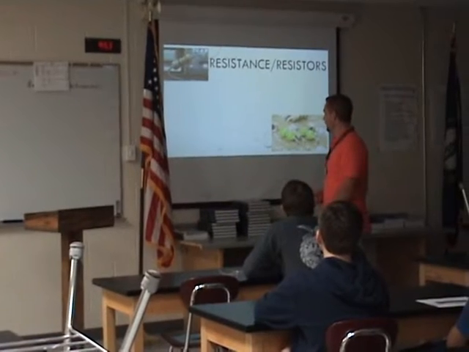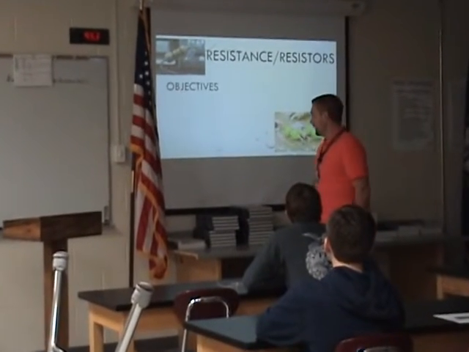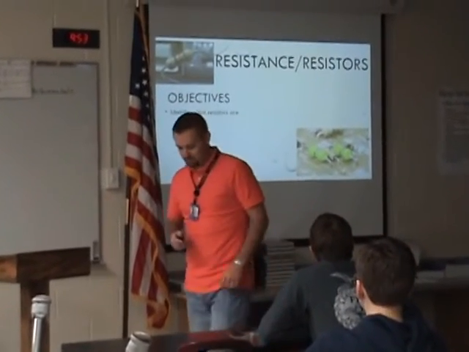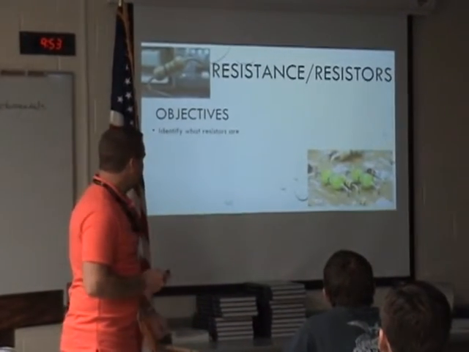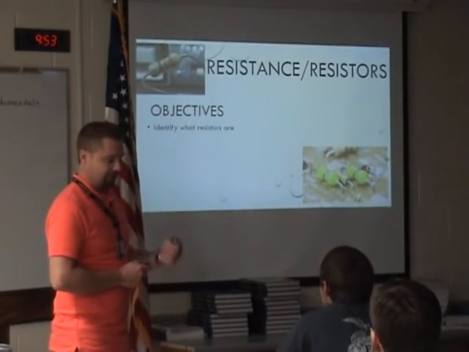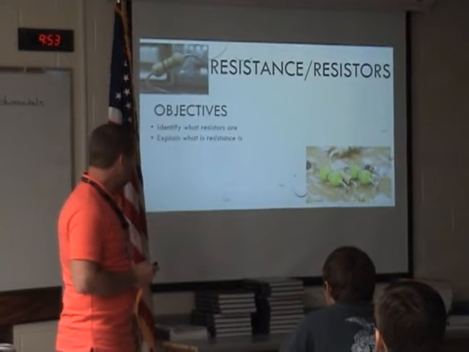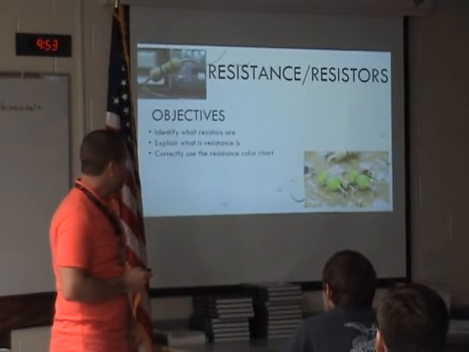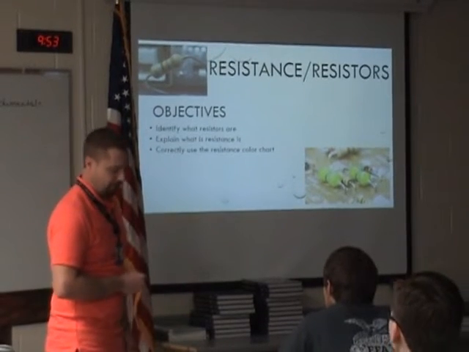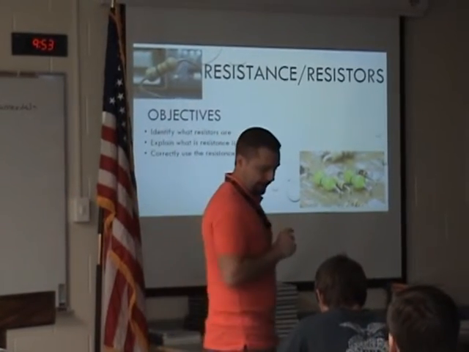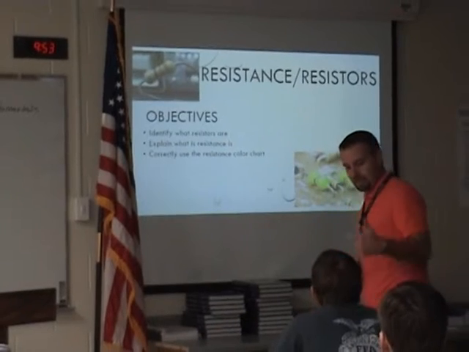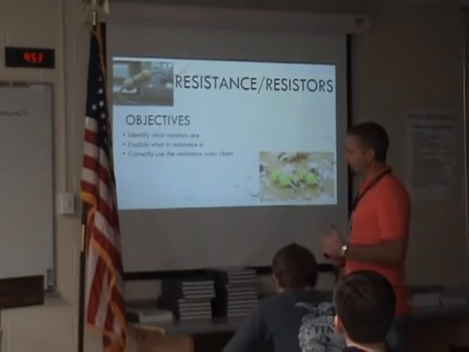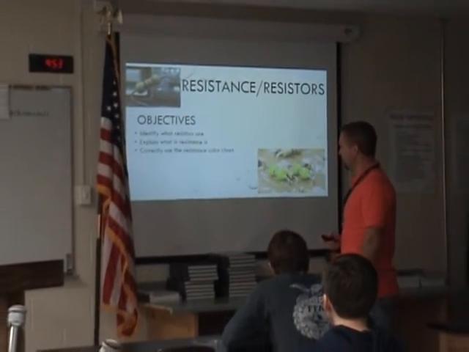involves resistors. Okay, so today's lesson, some objectives we're going to cover: we're going to identify what resistors are. Secondly, I'm going to explain what resistance is. And third, we're going to correctly use the resistance color code chart. Now, I've passed a chart out to you guys. That is a resistance color code chart. It tells some specific information that I'm going to get into further here in just a second.